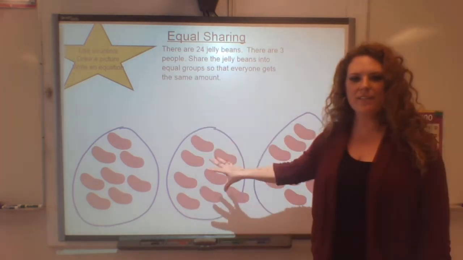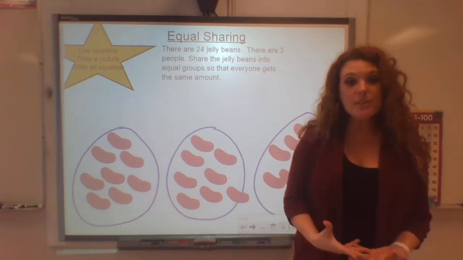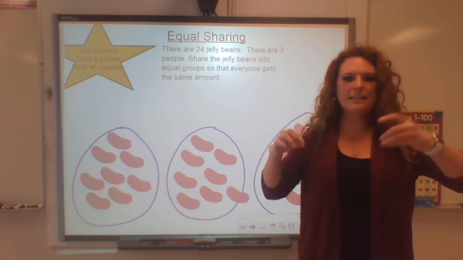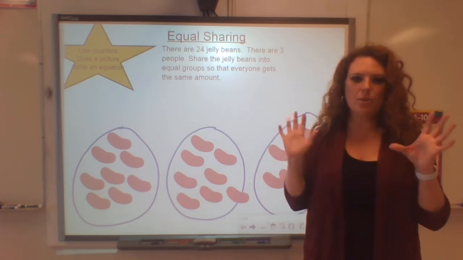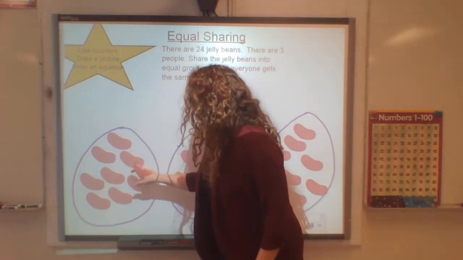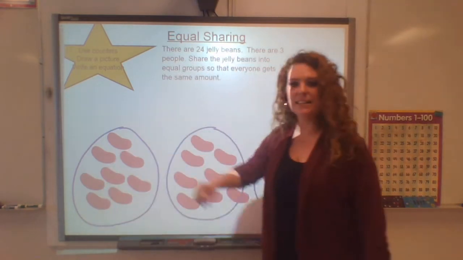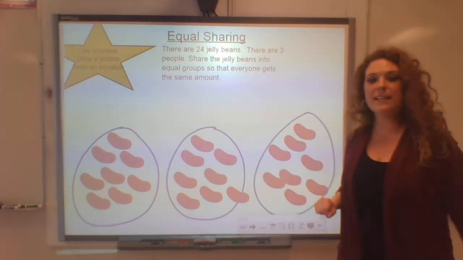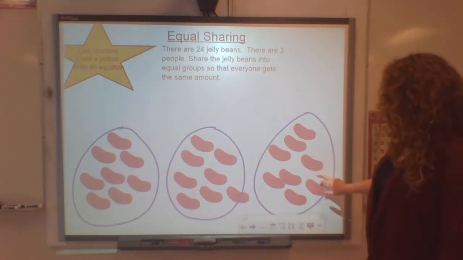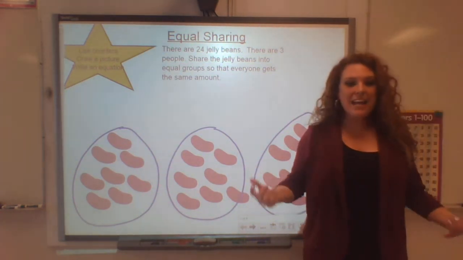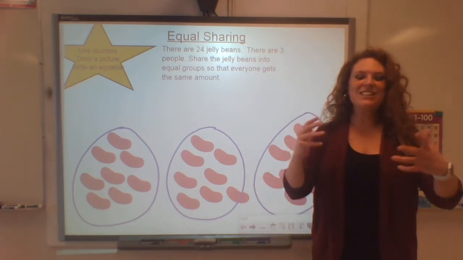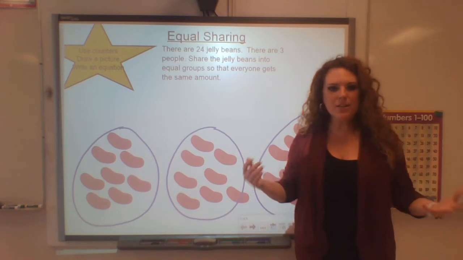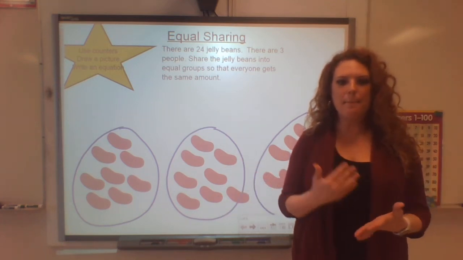I know that they have an equal amount. I can count them just to be sure, because sometimes we mess up or we put maybe 2 in one spot. So I'm going to count really quickly. 1, 2, 3, 4, 5, 6, 7, 8. Alyssa has 8 jelly beans. 1, 2, 3, 4, 5, 6, 7, 8. Chloe has 8 jelly beans. 1, 2, 3, 4, 5, 6, 7, 8. Wyatt has 8 jelly beans. Awesome. Whew. So we finished that. We were able to make sure that everyone would get the same amount.